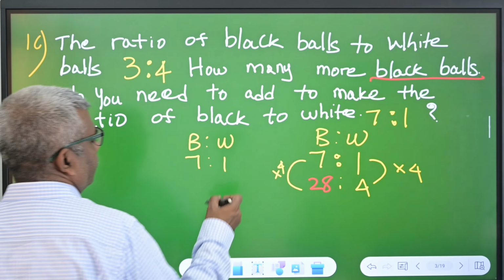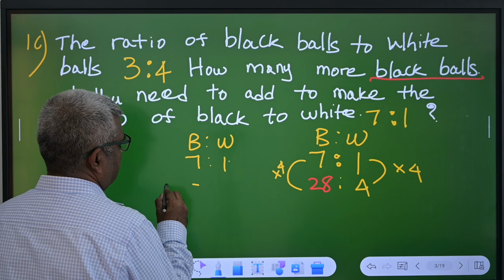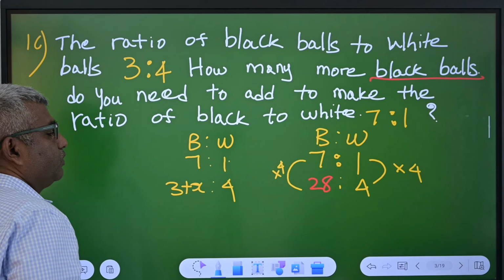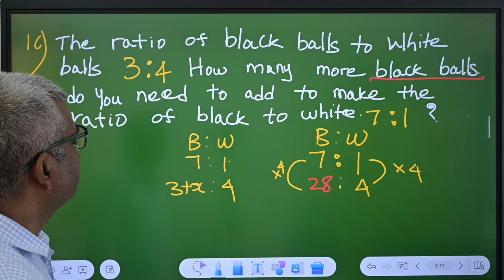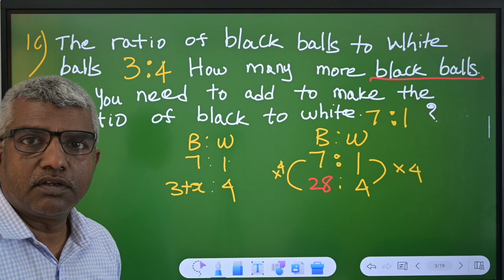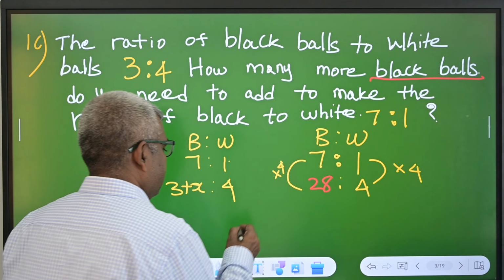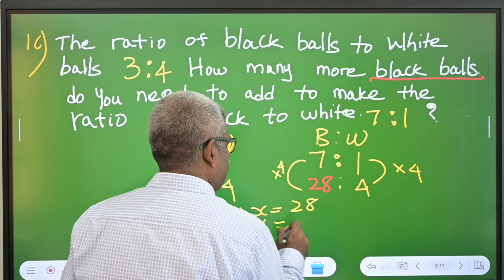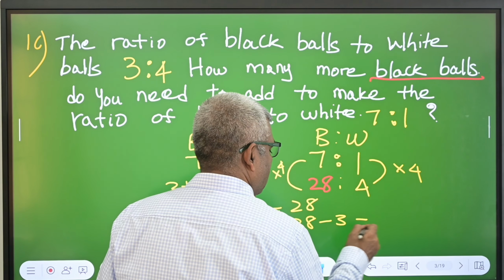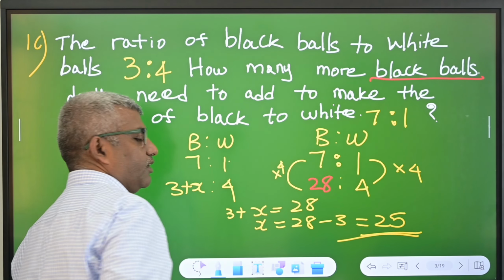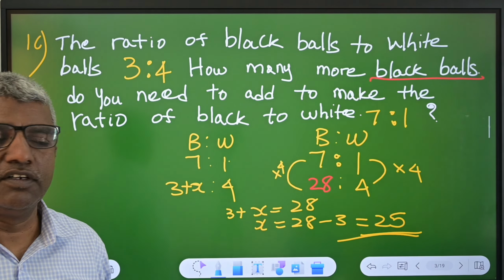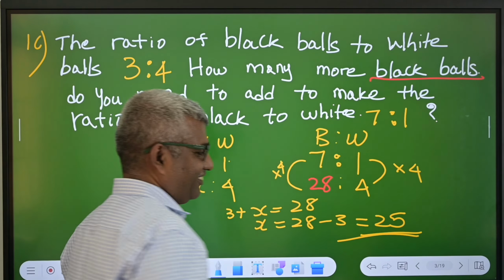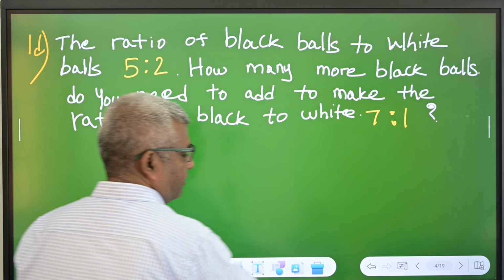Okay, here 3 plus x is to 4. What to compare? 3 plus x and 28. What you will do? 28 minus 3. Bit louder. 28 minus 3 equal 25. 25. This you cannot show it in fingers. Okay? Copy down, students.